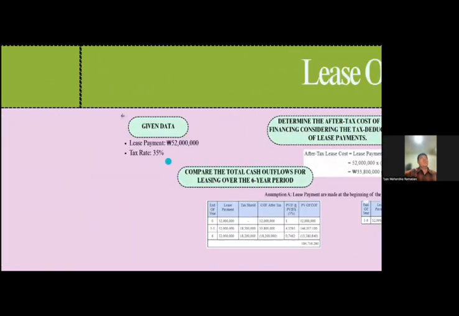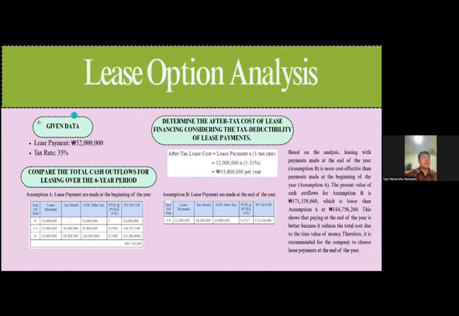Next, we go to the lease option analysis. So the given data is lease payment is 52 million and the tax rate is 35%. And next, my assignment is to determine the after-tax cost of lease financing considering the tax deductibility of lease payment. This is the formula to get the after-tax lease cost. It is the same as the loan one. So the result is 33,800 million per year.